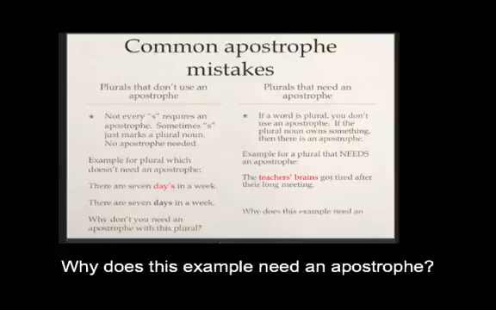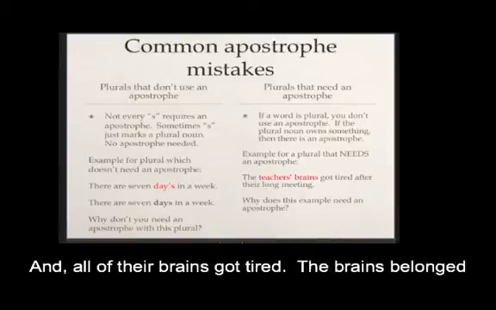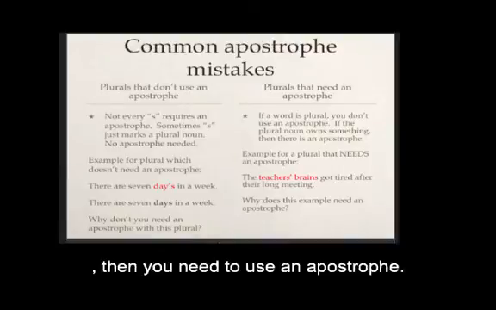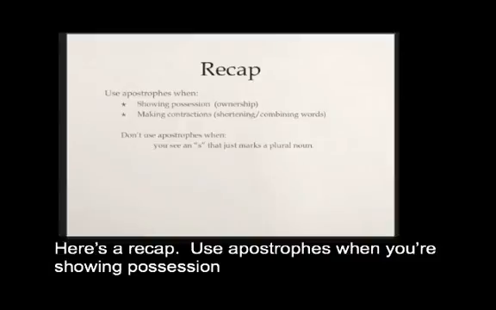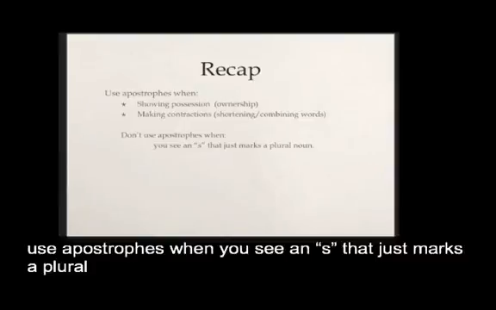Why does this example need an apostrophe? Well, there were many teachers in the meeting, and all of their brains got tired. The brains belonged to the teachers. There was more than one teacher at the meeting. Then you need to use an apostrophe. Here's a recap. Use apostrophes when you're showing possession or you're making contractions. Don't use apostrophes when you see an S that just marks a plural noun.